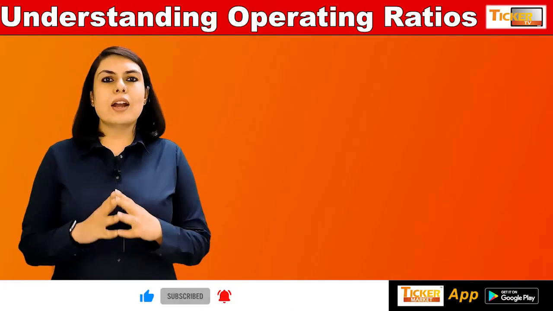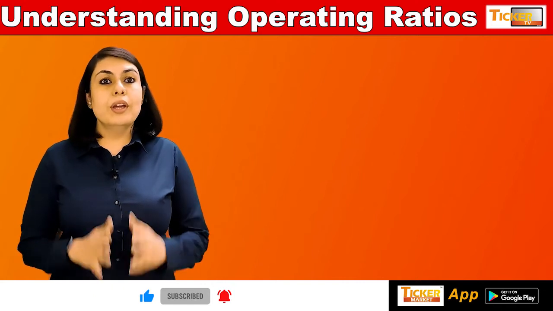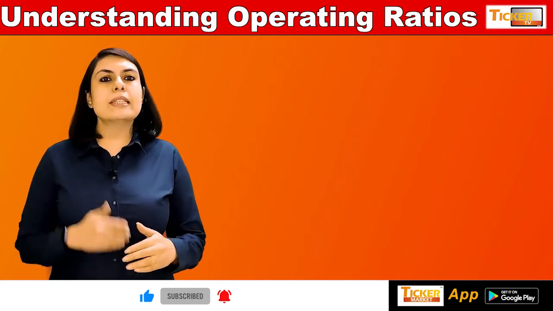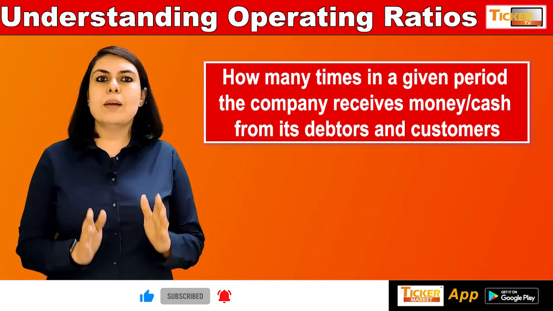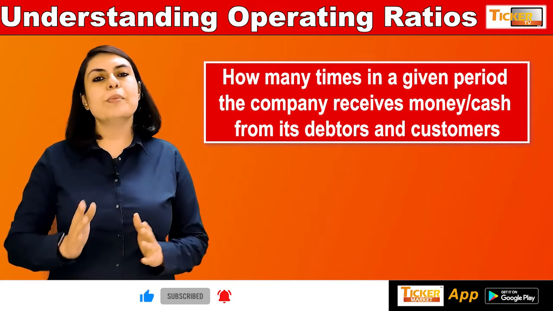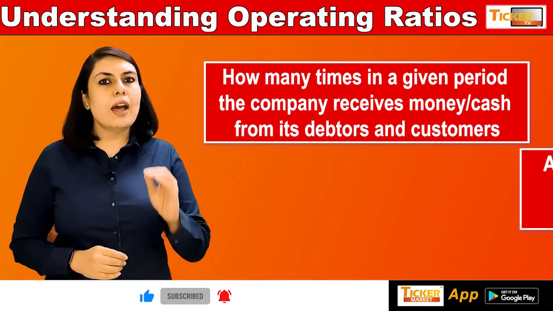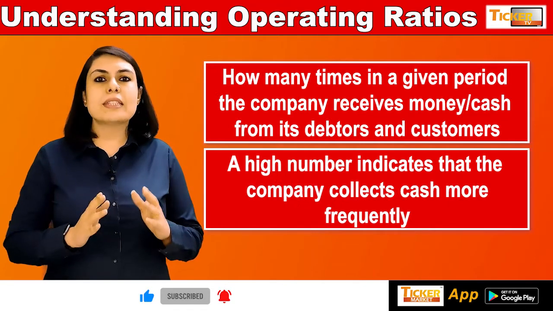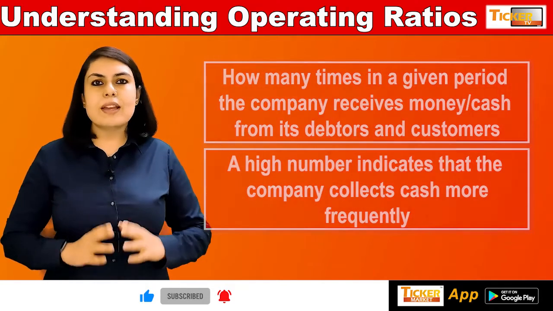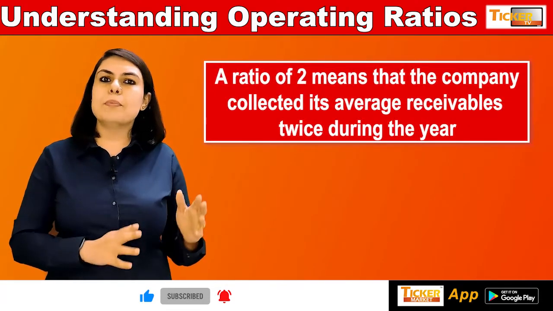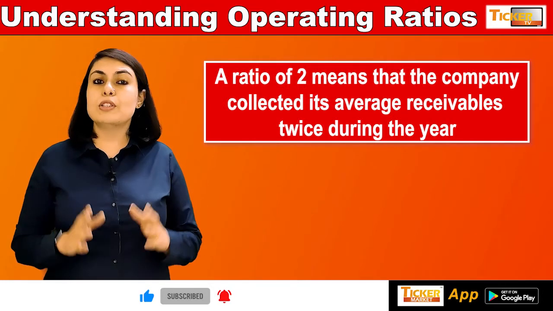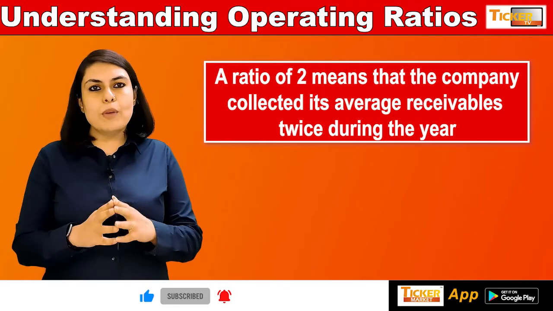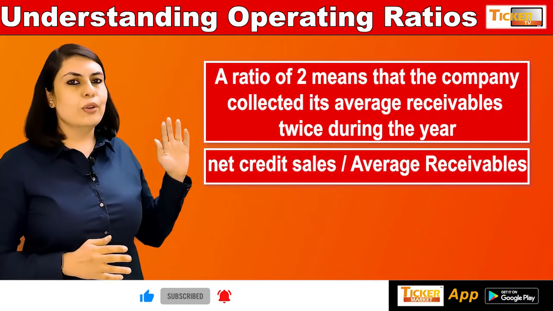Now the fifth ratio is the accounts receivable turnover ratio. The receivable turnover ratio indicates how many times in a given period the company receives cash from its debtors or customers. A high number indicates that the company collects cash more frequently. For example, a ratio of 2 means that the company collected its average receivables twice during the year. And the formula to calculate the same is as follows.